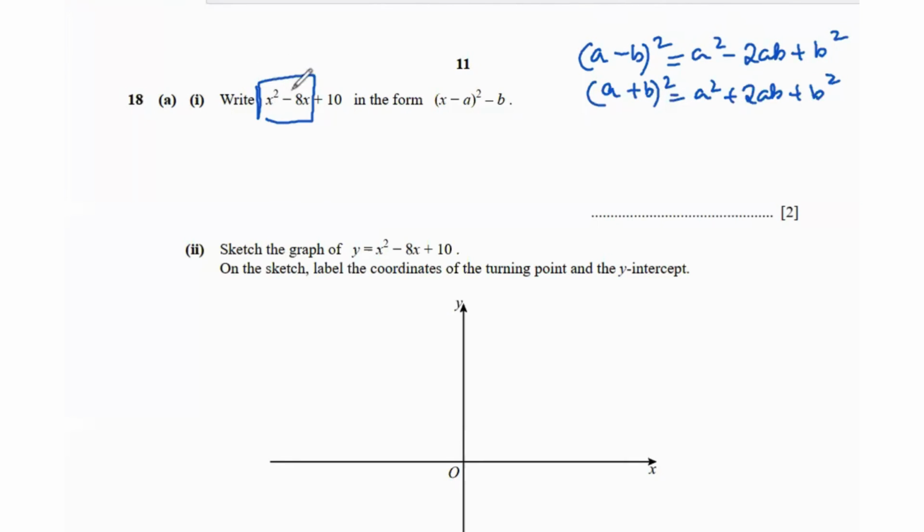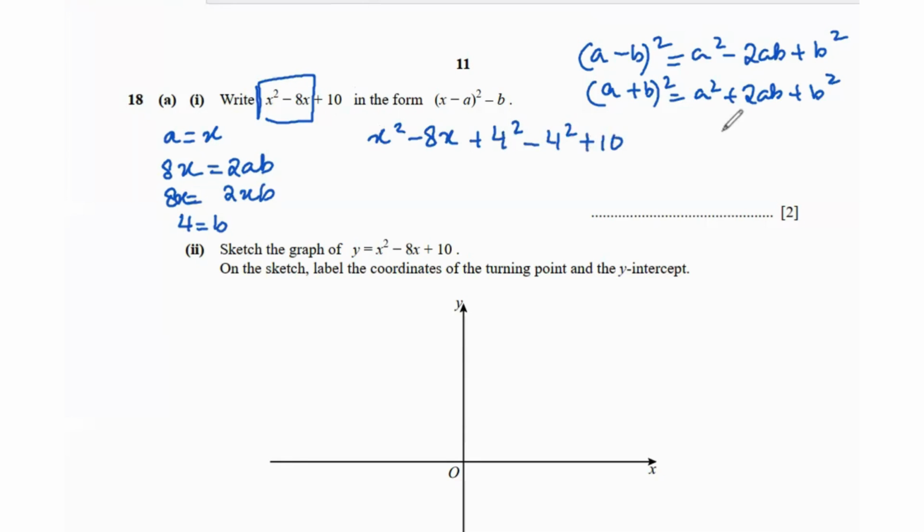We have to convert x square minus 8x into this format first, and then from that to a minus b whole square format. So if we compare x square minus 8x with a square minus 2ab plus b square, x square is a square, which means a is x, and b is going to be: 8x equals 2ab, so 8x equals 2xb. 8x divided by 2x is going to give us 4 as b. So now what we have is x square minus 8x plus 4 square, but also minus 4 square, and then plus 10 comes as it is.